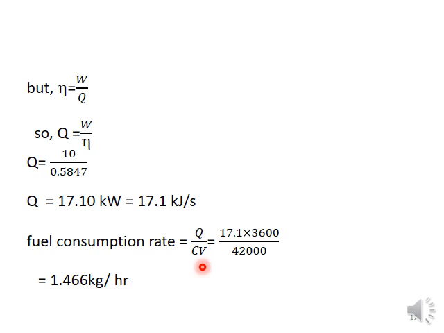So how to convert from seconds to hours? 1 second is equal to 1 divided by 3600 hour. Many students put 3600 in the numerator here, which is not correct, because the hour is in the denominator, so we have to change it in the denominator. Sorry, 1 second is equal to 1 divided by 3600 hour. So this goes to the numerator, and it is finally 1.466 kg per hour.